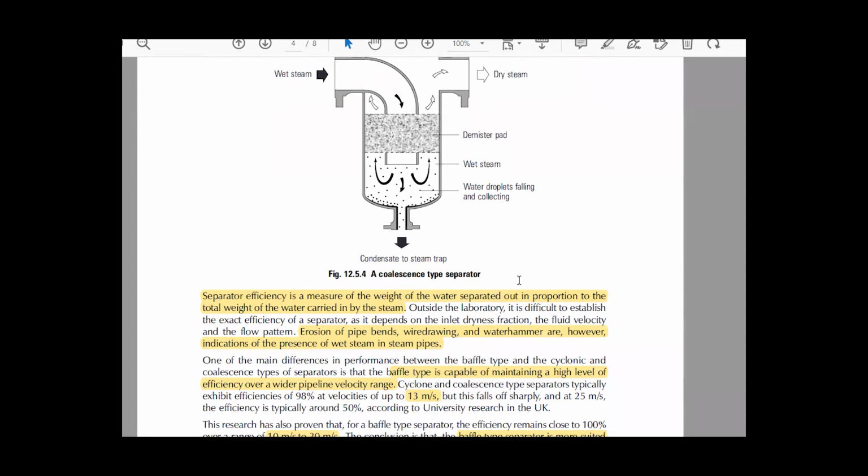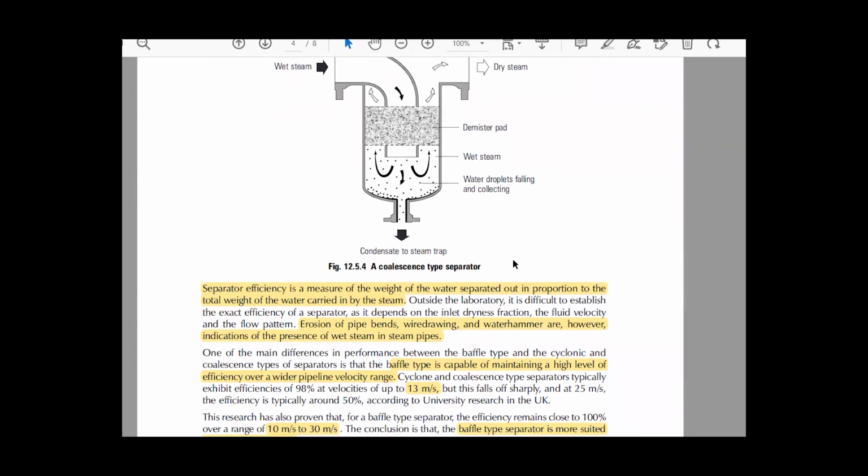Or many other applications. Separator efficiency measures the amount of water separated out as a portion of the total weight of water carried in the steam. To take the efficiency of any separator, it's the amount of water removed from the wet steam in ratio with the total amount of water entrained in the wet steam.